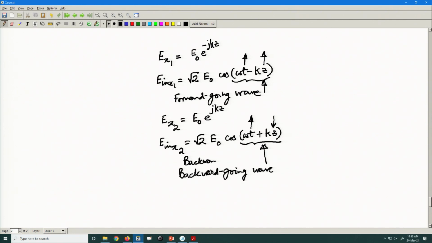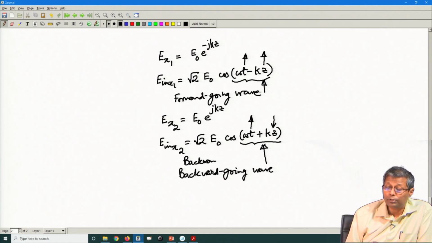So, we discussed the wave equation and we took the representative example of an x polarized wave which is independent of x or y variation, and we came also to the concept of characteristic impedance and the concepts of forward going wave and backward going wave and their representations. So, we will end the lecture here, we will continue with this.